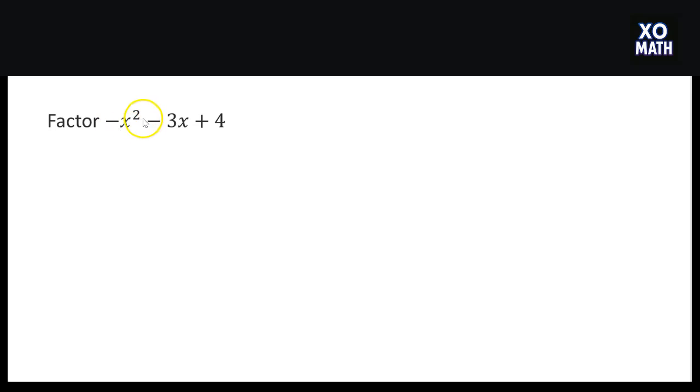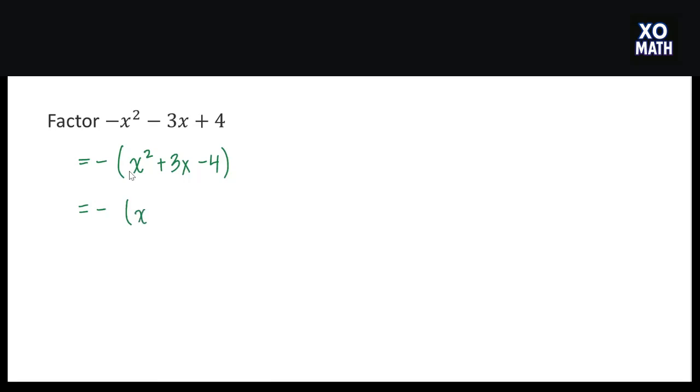Now let's factor negative x squared minus 3x plus 4. Here, the negative tends to throw students off, so what we can do is just factor out a negative to start the problem. So we're going to take the negative out and instead deal with x squared plus 3x minus 4, which is now a really nice thing to factor because the leading coefficient in the parentheses is positive 1.